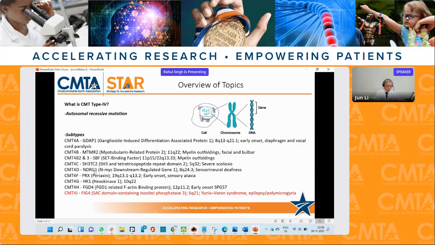There are many different subtypes of autosomal recessive mutation that can cause different types of CMT type 4. First of all, any CMT that is caused by autosomal recessive mutations, we classify into CMT type 4. And then under CMT type 4, we divide them into different subtypes. For example, CMT type 4A is caused by mutations in both copies of a gene called GDAP1. There are so many CMT type 4 subtypes, there's no way we're going to cover all of them. I am going to focus on this one, CMT4J, which is caused by autosomal recessive mutations in both copies of a gene called FIG4. Next slide.